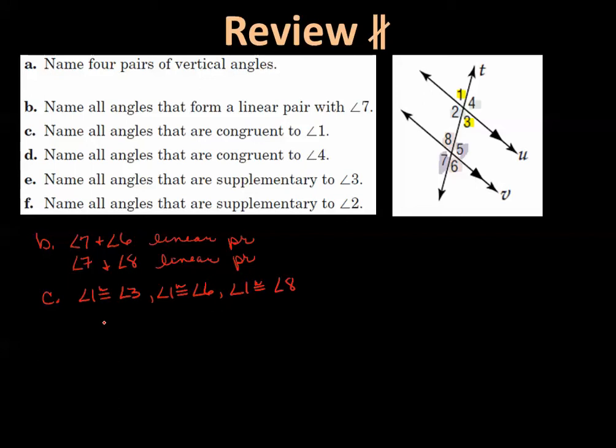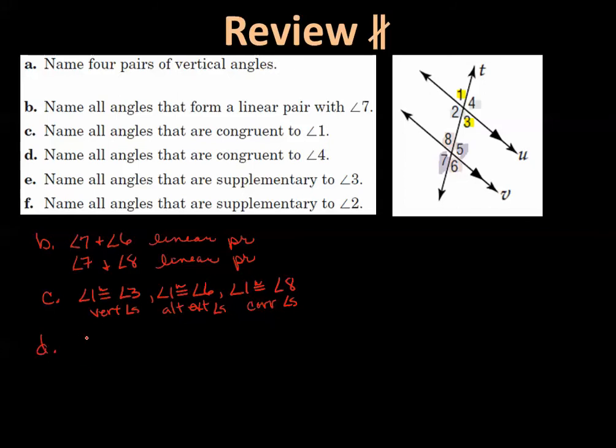I believe that's it. So angle 1 and angle 3, those are vertical angles. Angle 1 and angle 6 are alternate exterior angles. Angle 1 and angle 8 are corresponding angles.